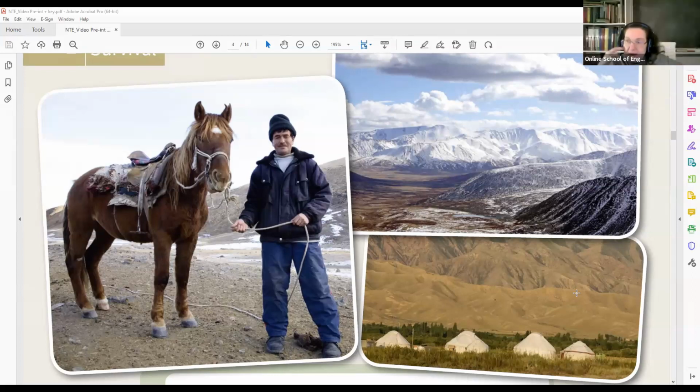What can you tell me about the weather? Cold. Is it dry or wet? Dry. Yeah, it is cold and dry. That's right. And look at how the people live. Do you think that they have any challenges in that environment, in that place? Yeah, sure. Okay. What challenges do you think they have?